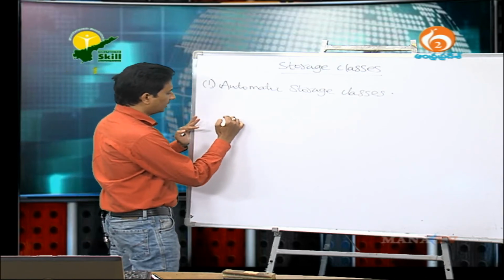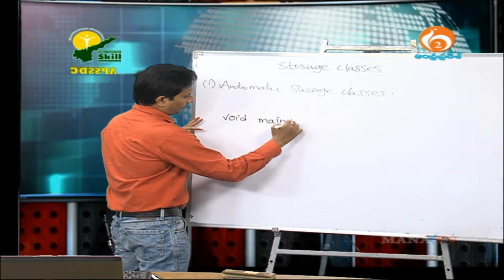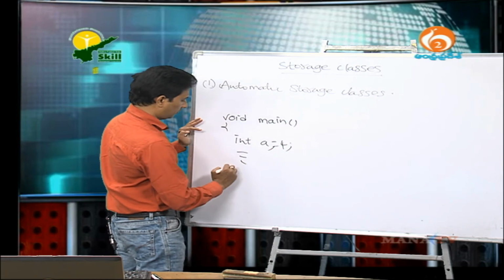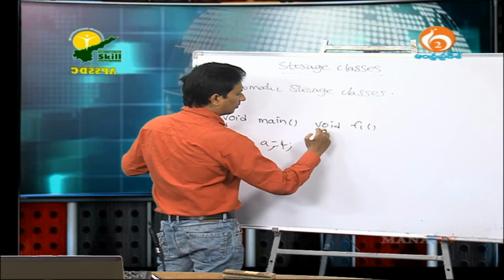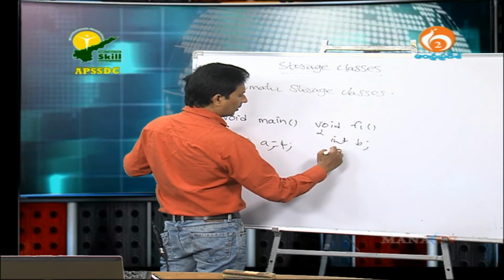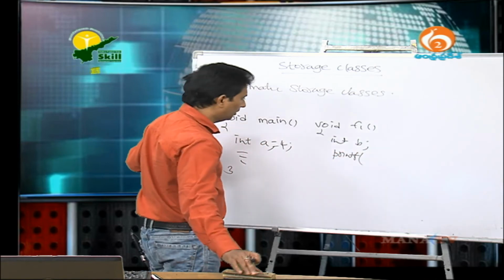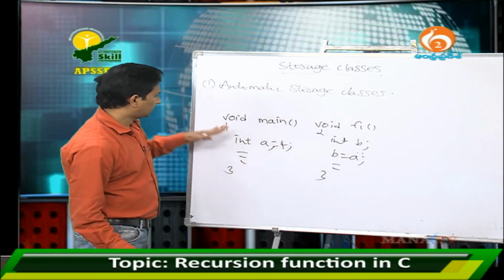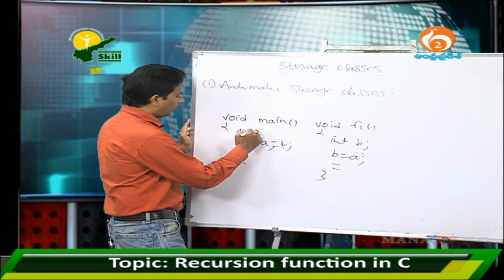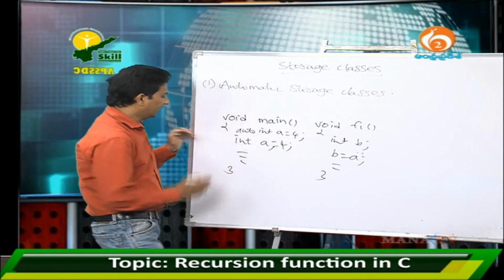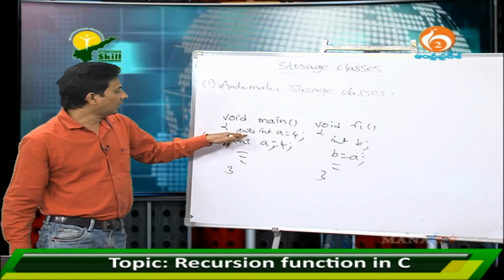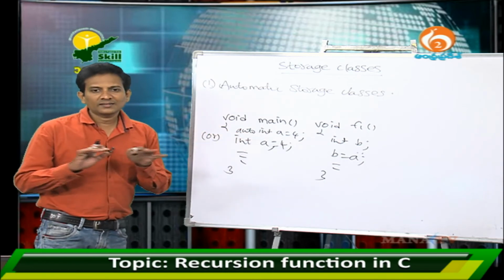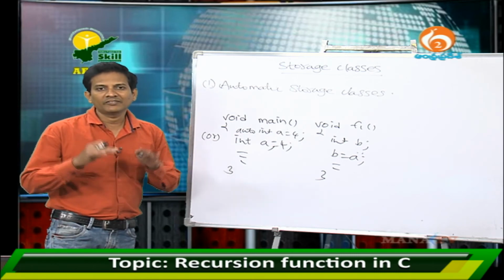For example, you can see here void main, int a equal to 4, void f1, int b, printf, b equal to a. Just see here, auto int a equal to 4 or int a, both are the same. If you want to write auto int a also, no problem. Here auto is a keyword. Instead of writing auto int a or int a, there is no difference. Generally we do not write the auto keyword while declaring a local variable.